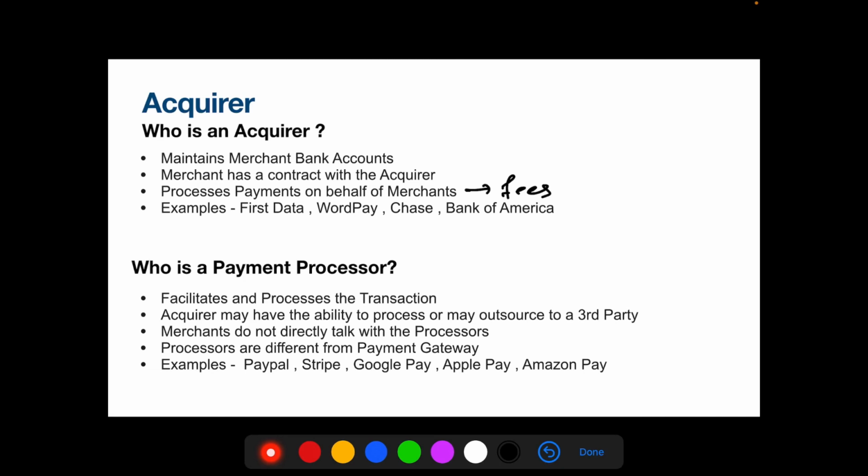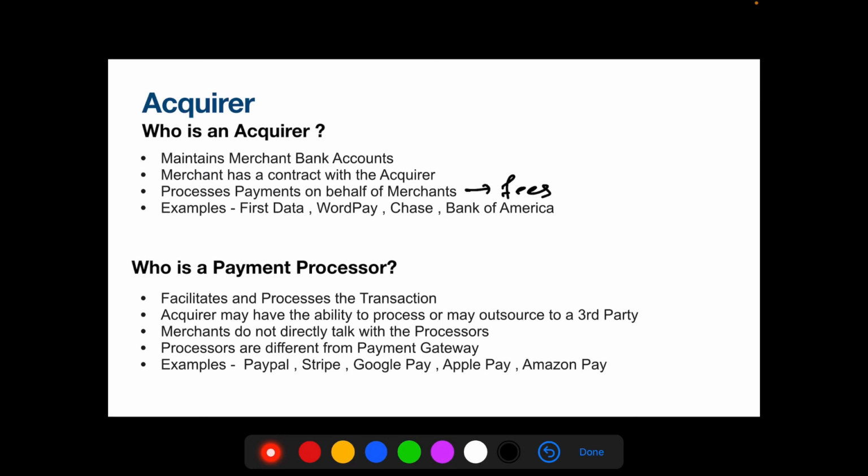So there are some examples that I have listed here. Some very famous acquirers: First Data, WorldPay, Chase, Bank of America. You can again go to Google and read a little bit more about these acquirers and see what they do in a little bit more detail.